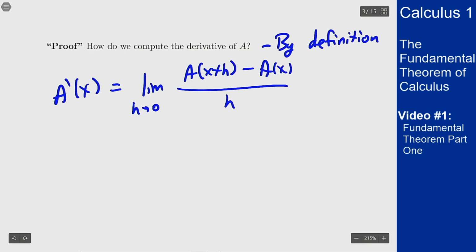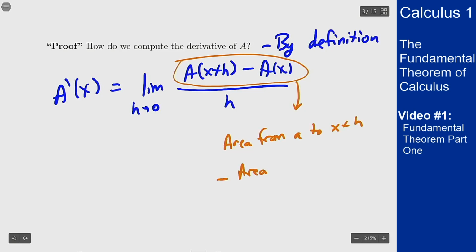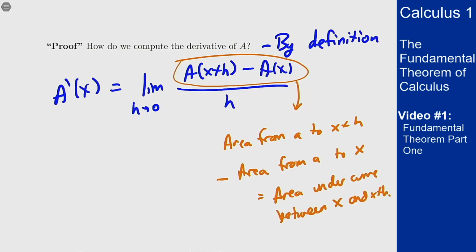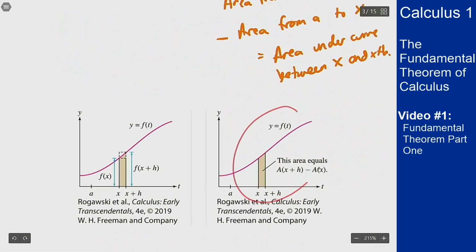Then to work this out, the question really becomes, what is this? Well, this right here is the area from a up to x plus h, subtracting the area from a up to x. You can also think about this using our adjacent intervals formula for definite integrals. This ends up being the area under the curve between x and x plus h. It looks something like this. Right over here is what we're actually finding. A of x plus h minus A of x gives me this area here.